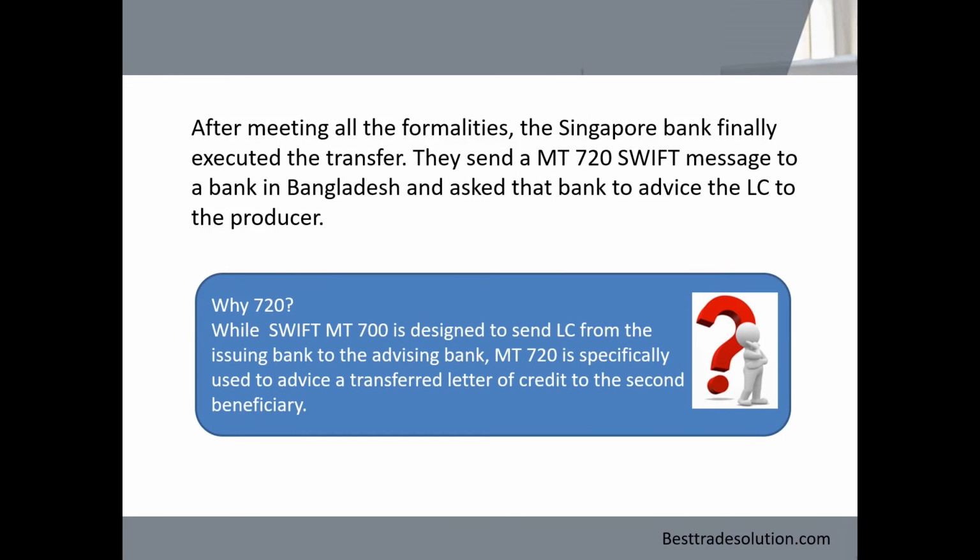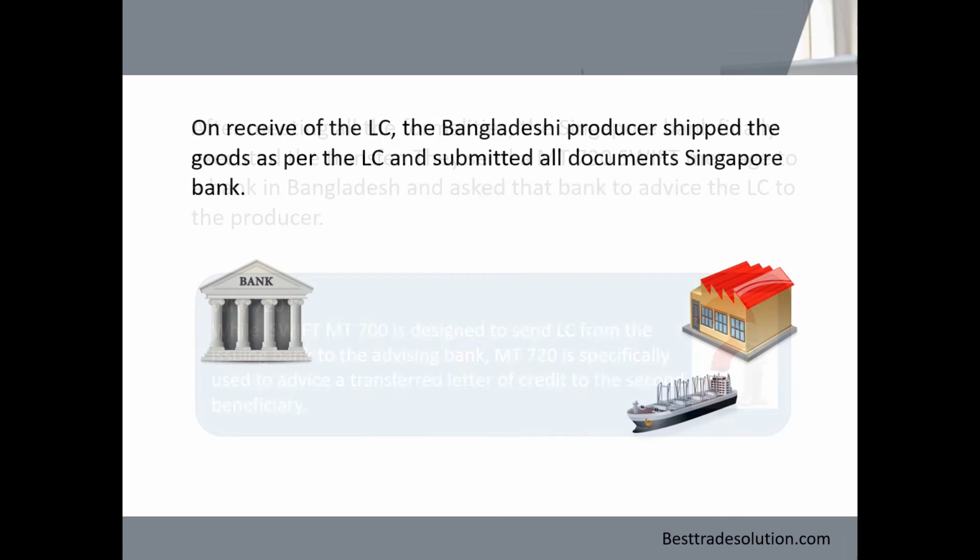After meeting all the formalities, the Singapore Bank finally executed the transfer. They sent an MT720 SWIFT message to a bank in Bangladesh and asked that bank to advise the LC to the producer. While SWIFT MT700 is designed to send an LC from the issuing bank to the advising bank, MT720 is specifically used to advise a transferred letter of credit to the second beneficiary.